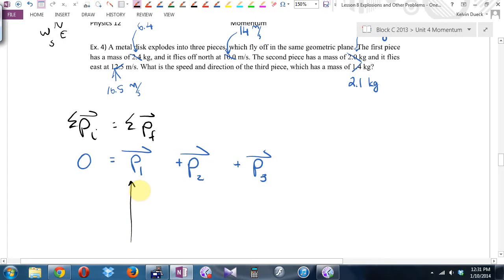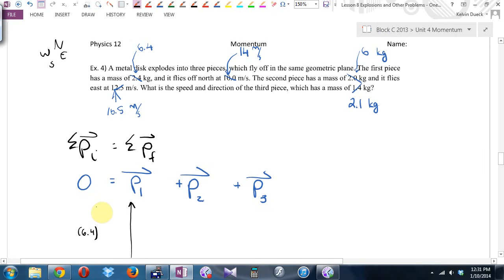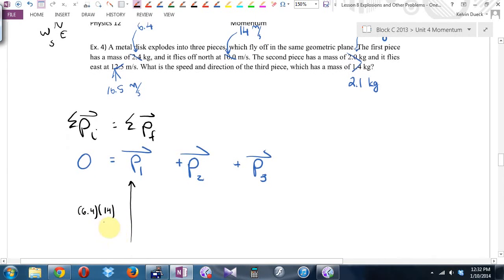How big? Well, its mass is 6.4. Its velocity is 14. I guess I'll let you use a calculator for that one, Cliff, assuming you type it in right. Hey, what is 6.4 times 14? And don't round off, because I'm going to be using this. So carry. What is 6.4 times 14? 89.6.